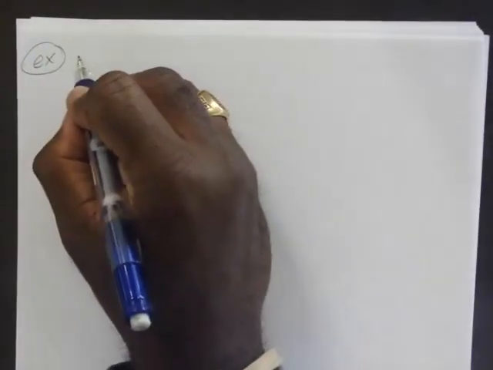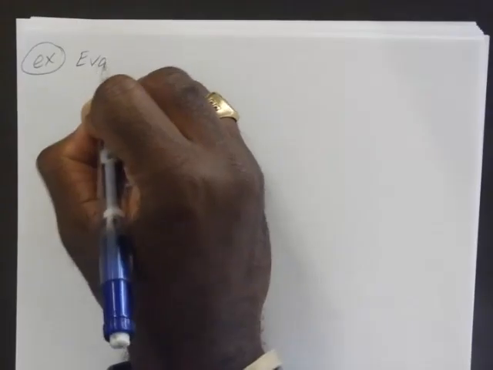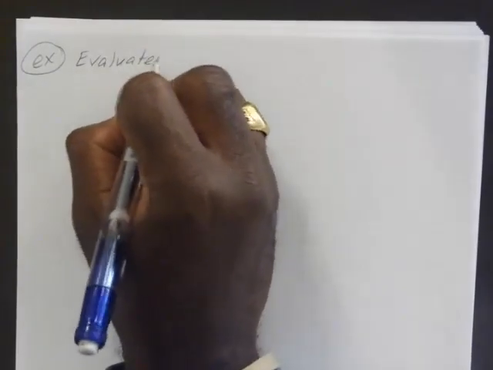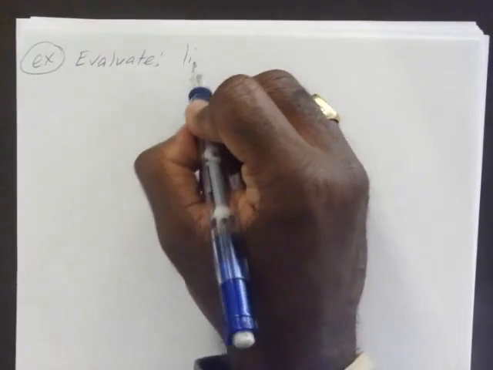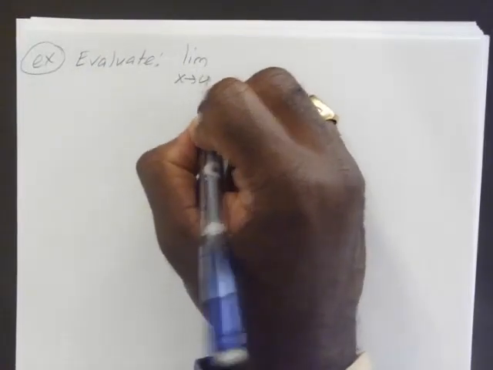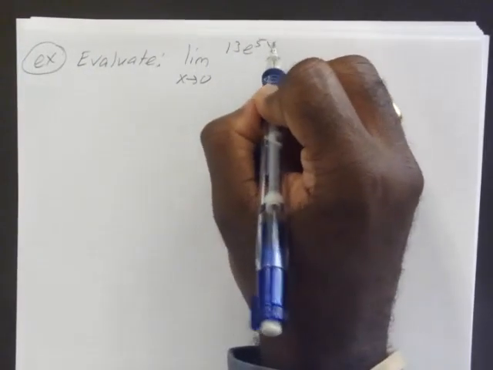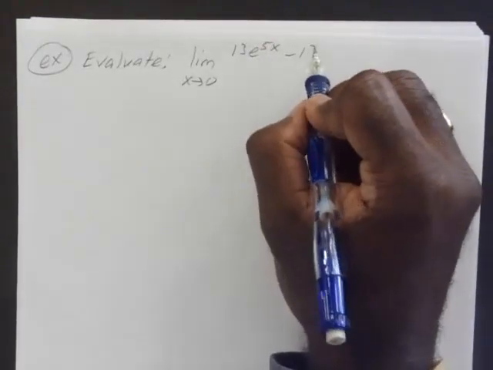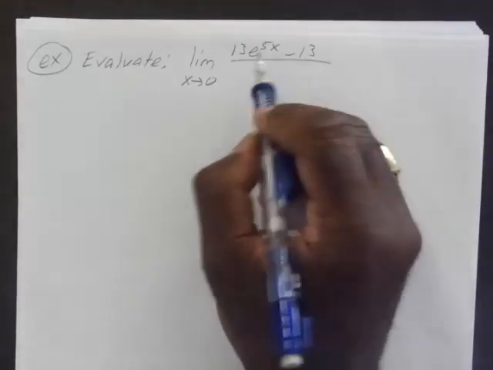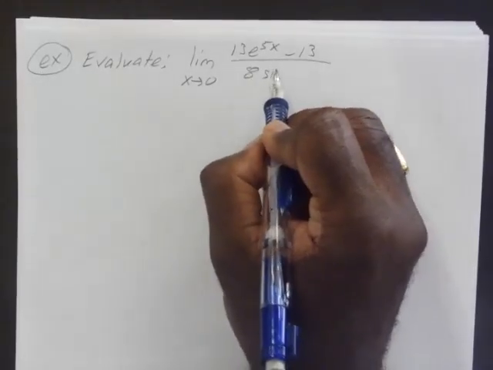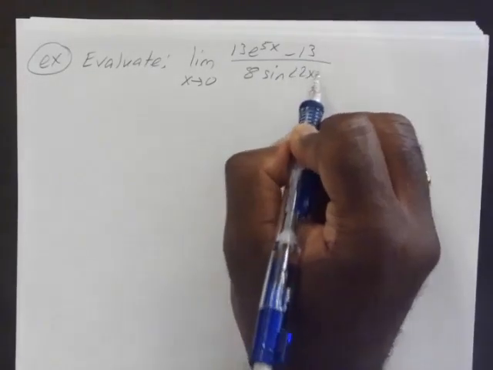Okay, so let's say, for example, we wanted to evaluate the limit as x approaches 0 of 13 times e to the power of 5x minus 13, divided by 8 times sine of 2x.